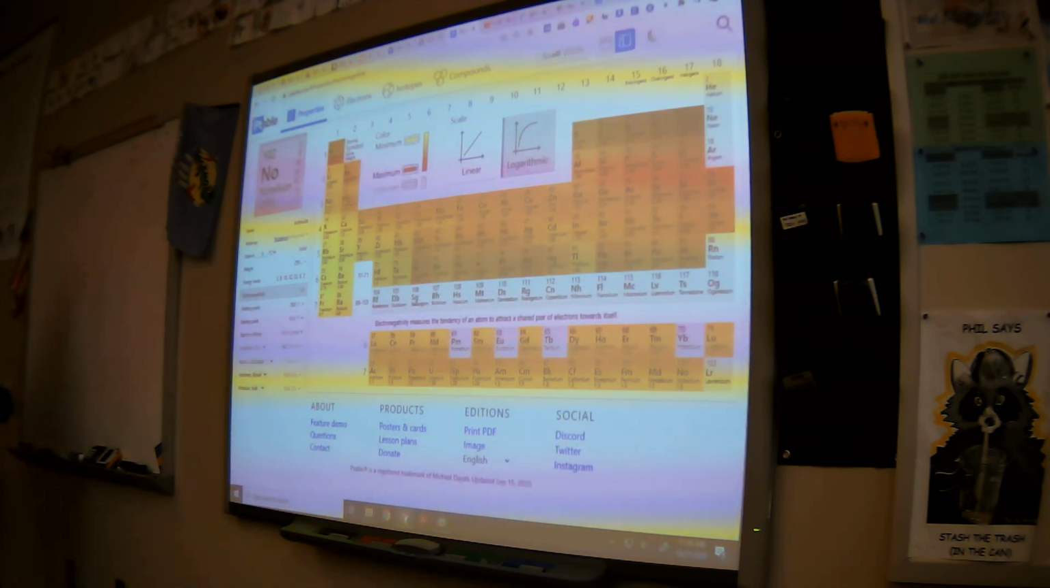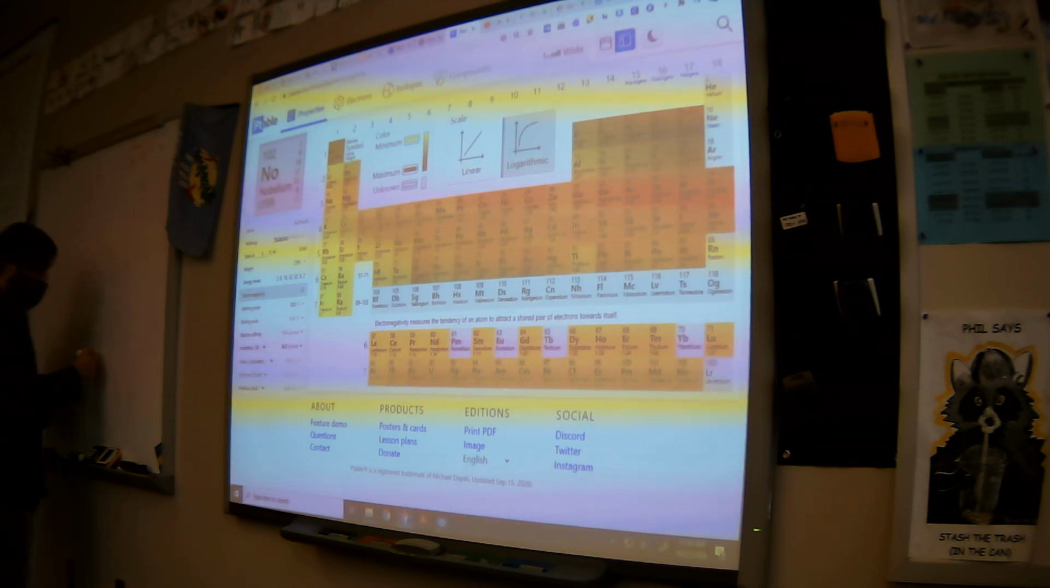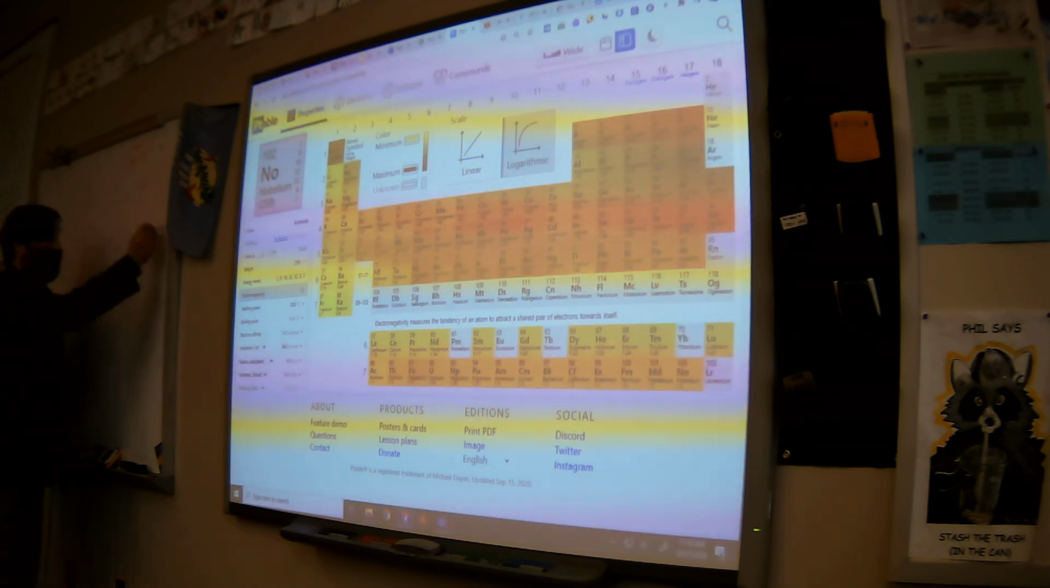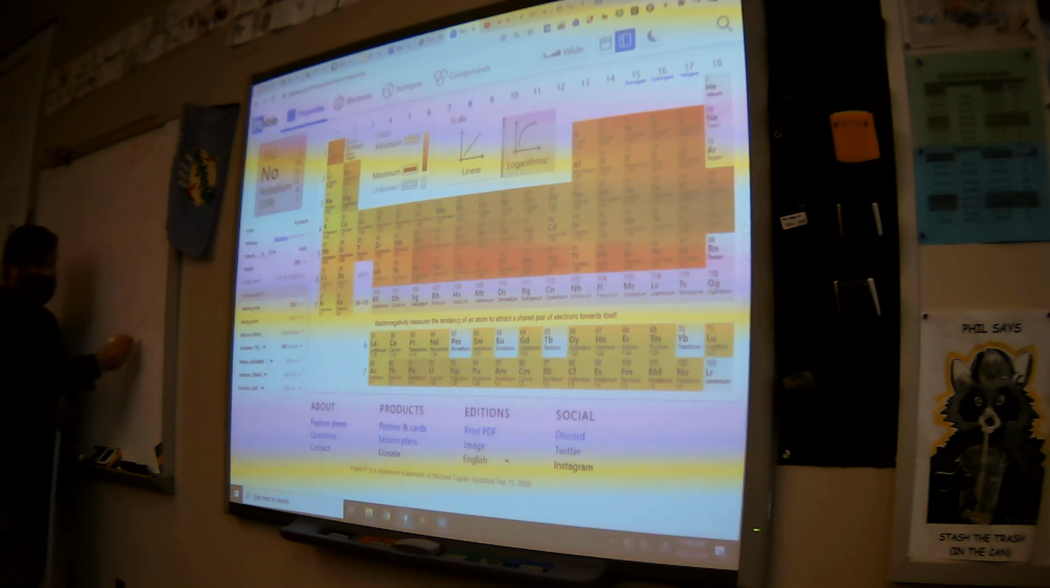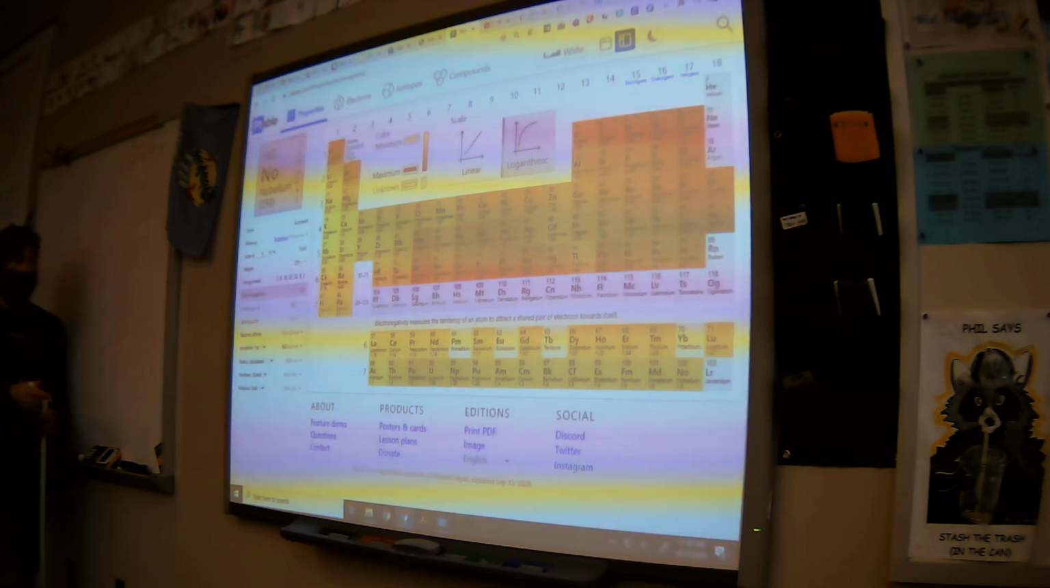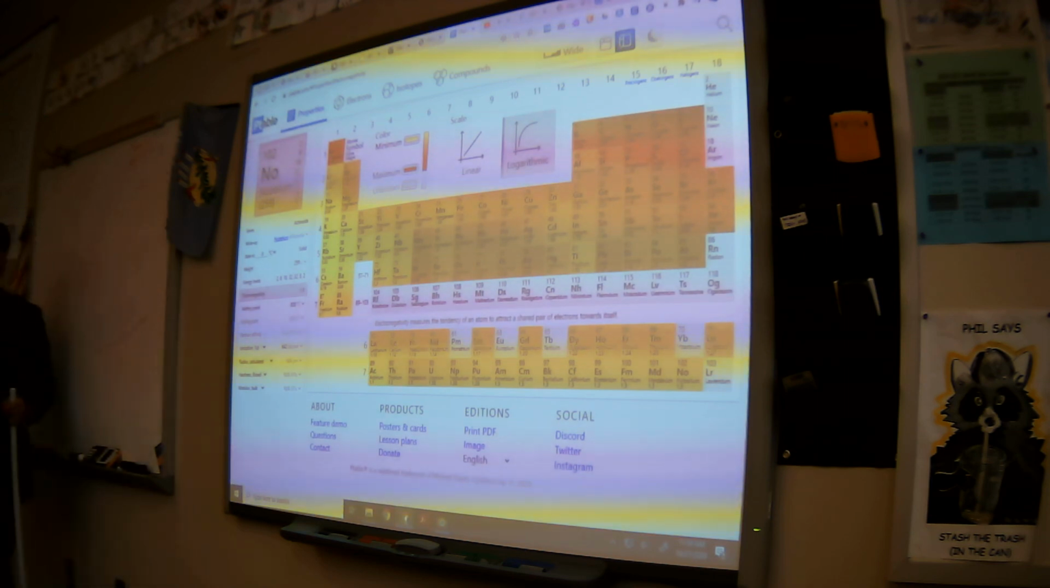And sometimes you get into a situation like this, where it's linear for a while and then logarithmic. So you can switch between this part, which is linear, and this part, which is logarithmic.